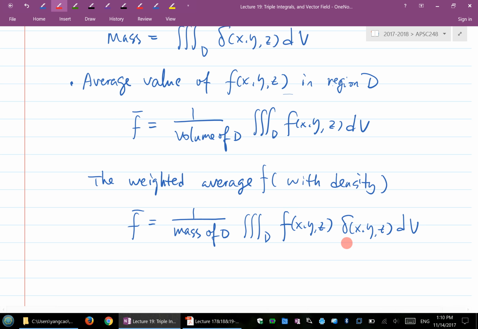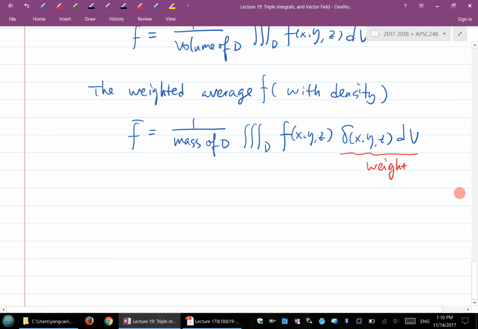If you remember, basically this portion here is the weight. You're weighting the function f with this function here. So that's a weighted average. Very similar, just by including the density in the integral.